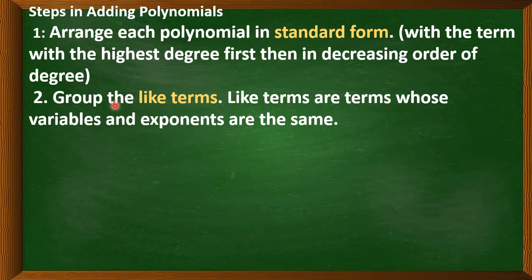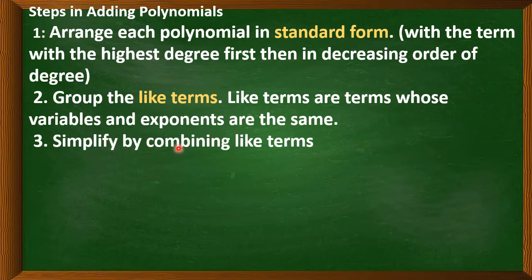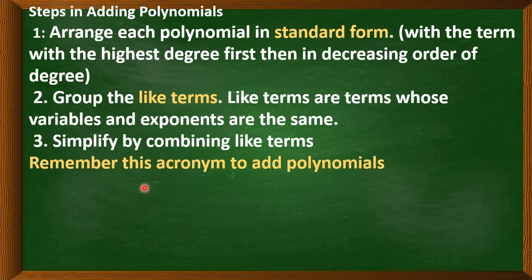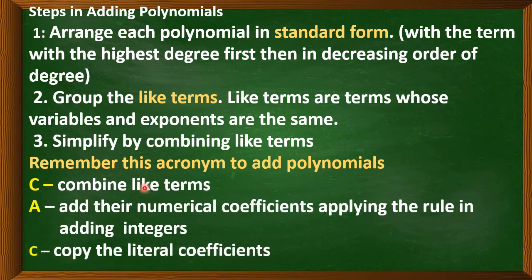Second step. Group the like terms. Remember that like terms are terms whose variables and exponents are the same. Third step, simplify by combining like terms. For you to remember this, I'll be giving you the acronym of CAC, where C stands for combine like terms, A, add their numerical coefficients by applying the rule in adding integers, and C, copy the literal coefficients. CAC.